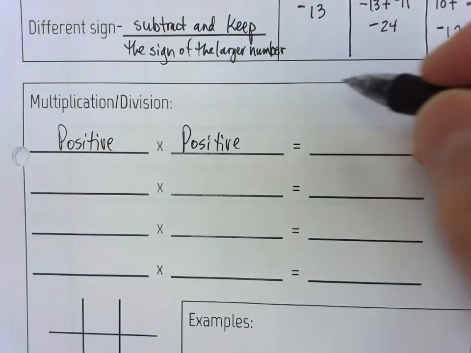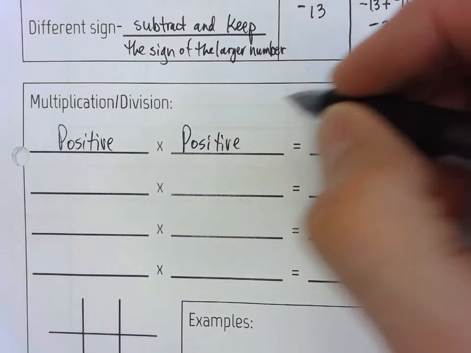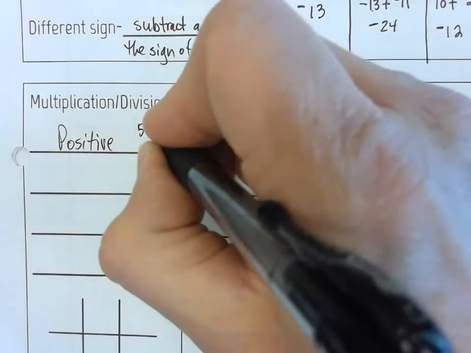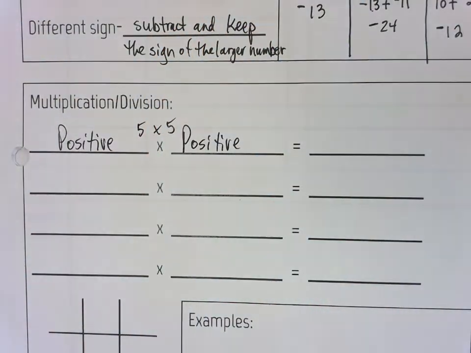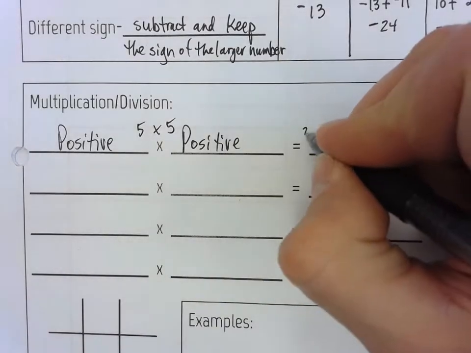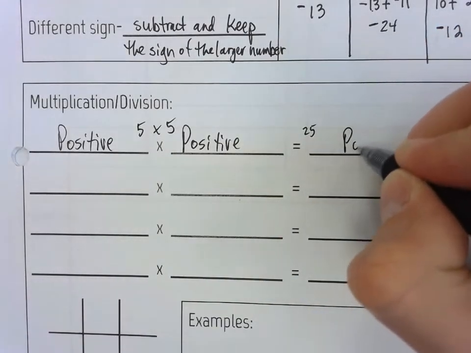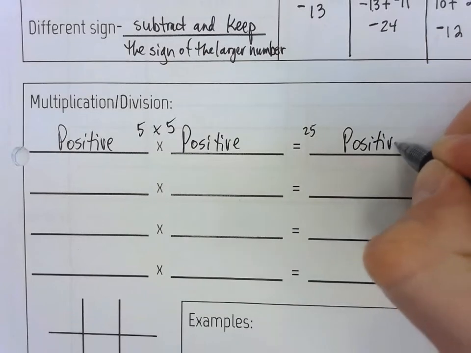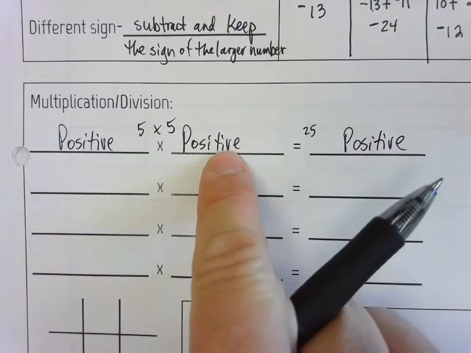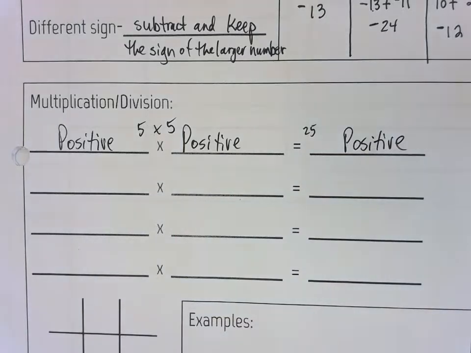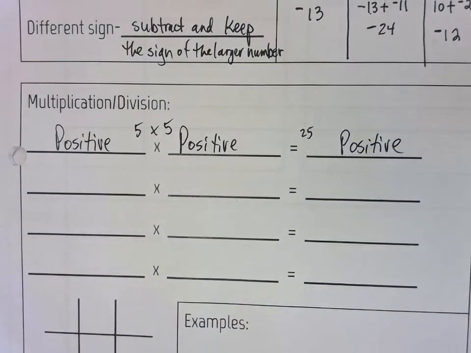So let's say we've got the old 5 times 5. If they're both positive, 5 times 5, of course, equals what? That would be 25, and that answer, of course, is positive. So a positive times a positive gives you a positive product, all right? Well, what else will give you a positive product? Do you know?